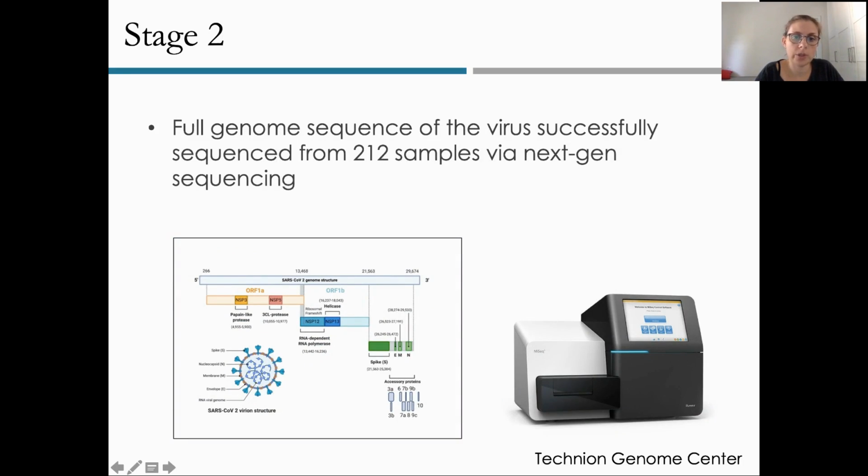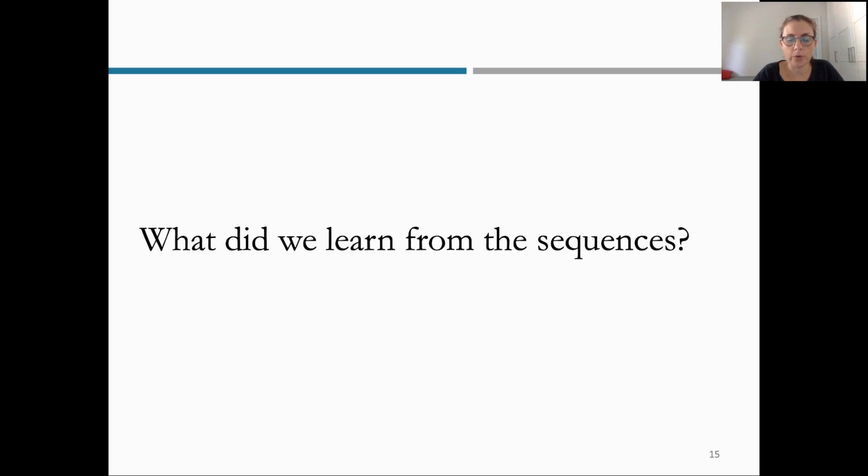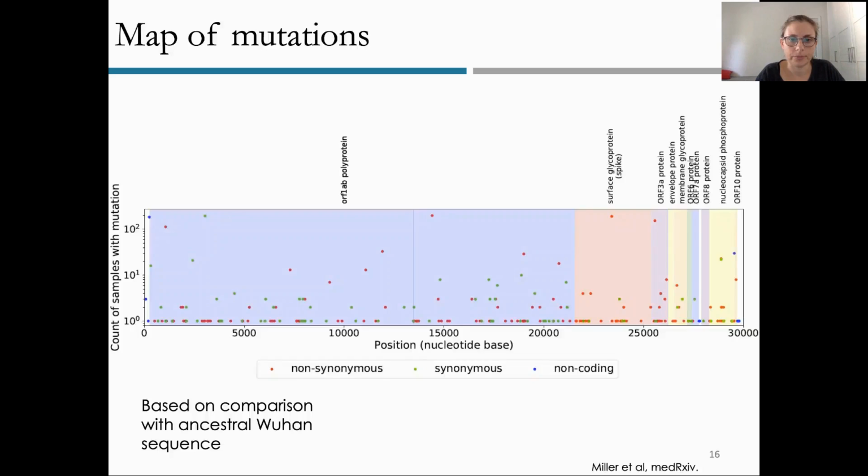The genome is almost 30,000 bases long. It's actually a pretty long RNA virus. We managed to successfully sequence all the 212 samples. Again, as I mentioned before, a very small number of sequences were not full genomes, and we excluded them from the study. So what did we learn from these sequences? First of all, I'd like to show you a map of the mutations.